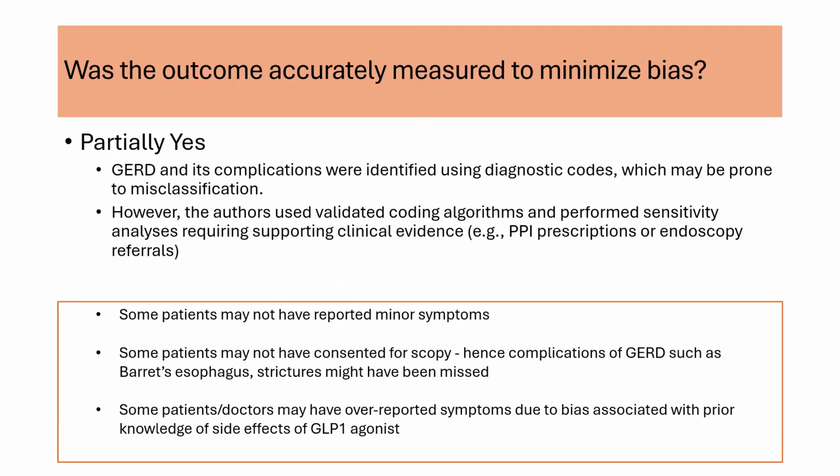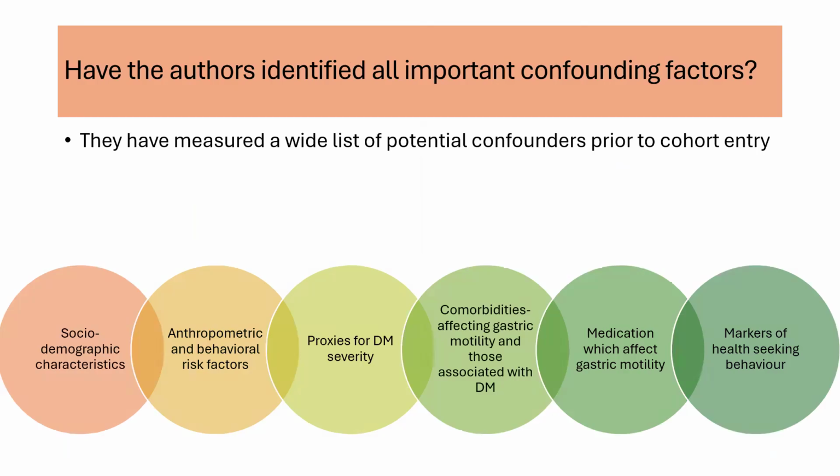But the problem with this, like using a database to assess your outcome, is some patients might not have reported any minor symptoms to the doctor, and some patients may not have consented for endoscopies. So complications with GERD, like whether the patient would have had Barrett's esophagus or strictures, might have been missed. And the other problem is some patients and doctors might already know that GLP-1 receptor agonist is associated with reflux, so maybe they might have over-reported their side effects also.